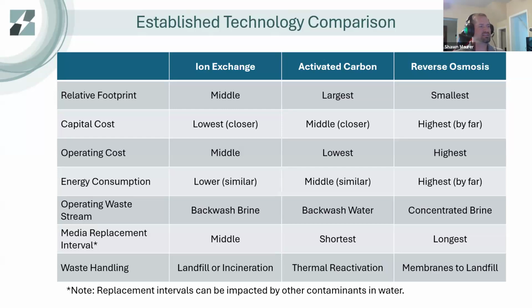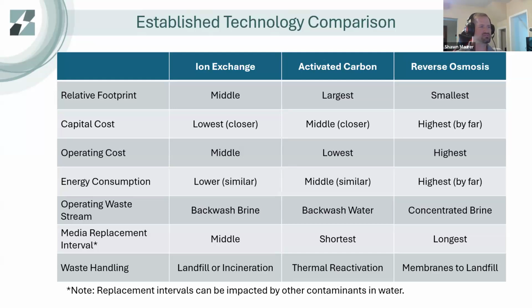Waste streams that come out of these: for ion exchange, you get a backwash brine when you're recharging ion exchange, similar to what you're doing now with softening plants. With activated carbon, you've got backwash water, kind of like you would get with a sand filter. For reverse osmosis, you get a concentrated brine that comes out. So a liquid stream, but it's highly concentrated with salts and PFAS compounds.